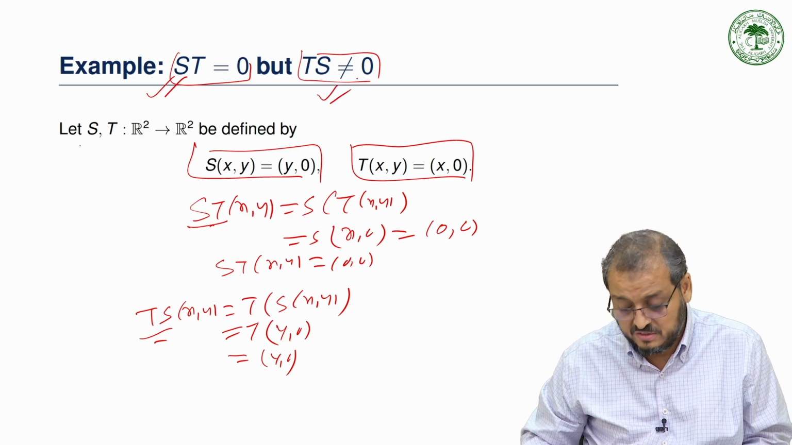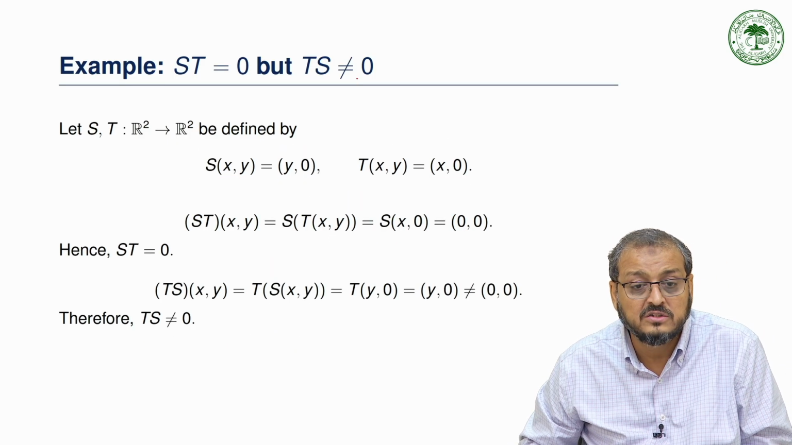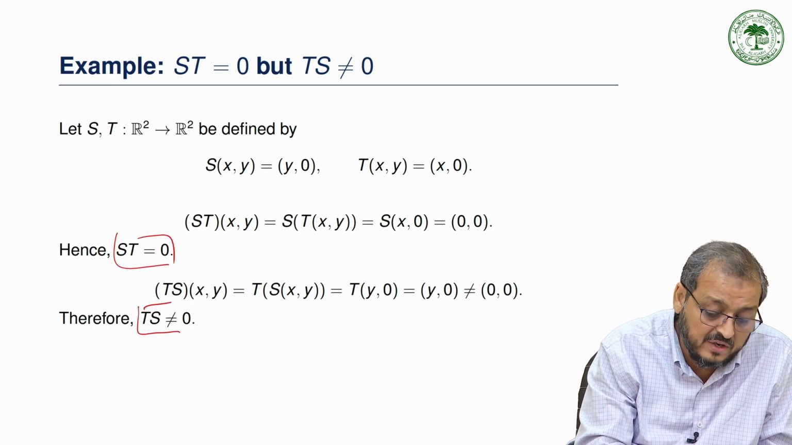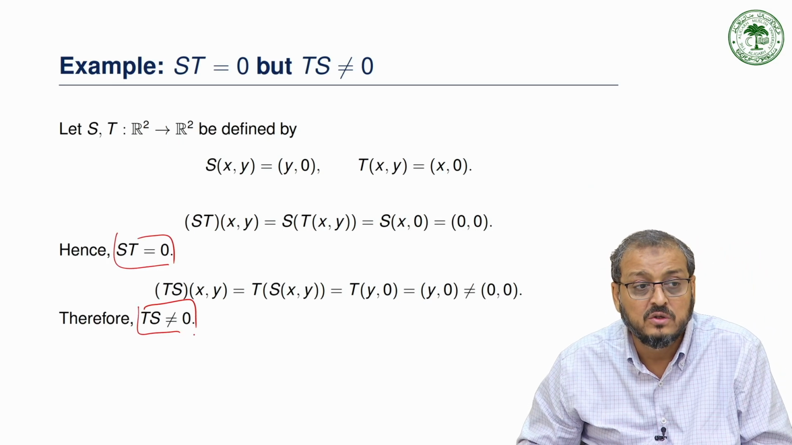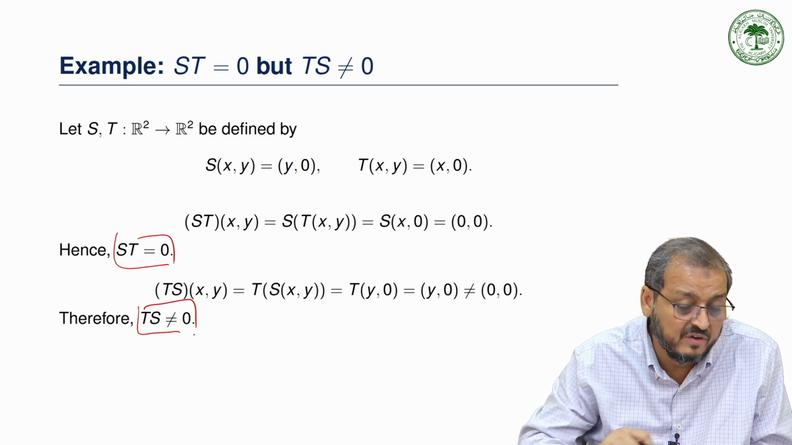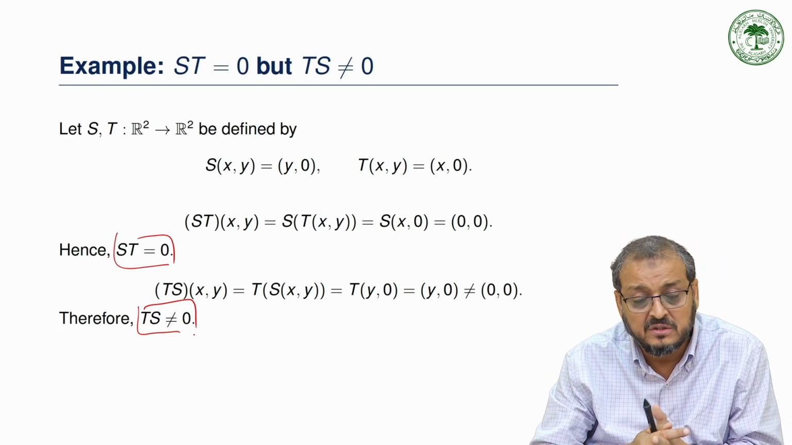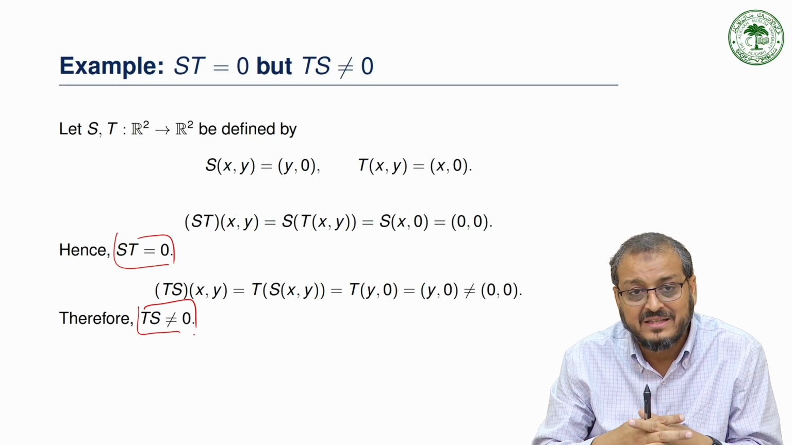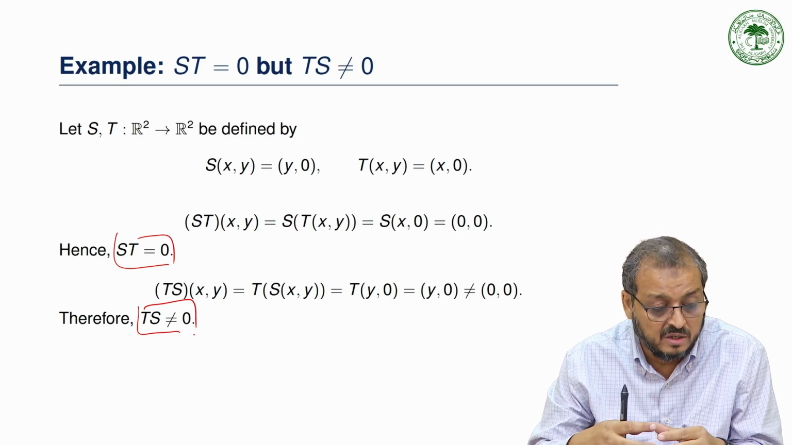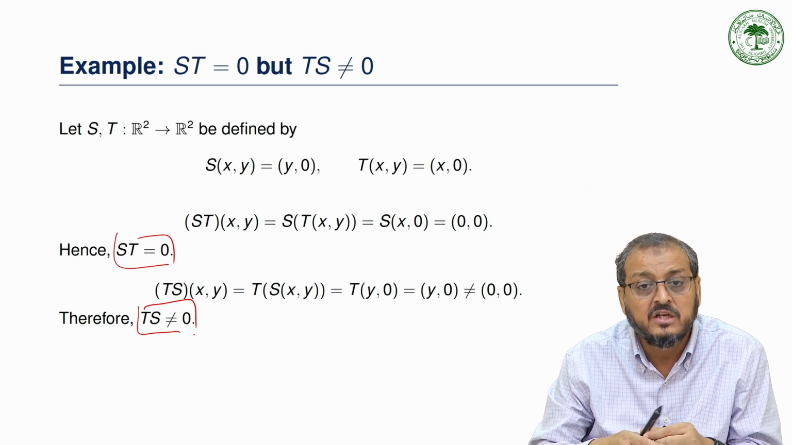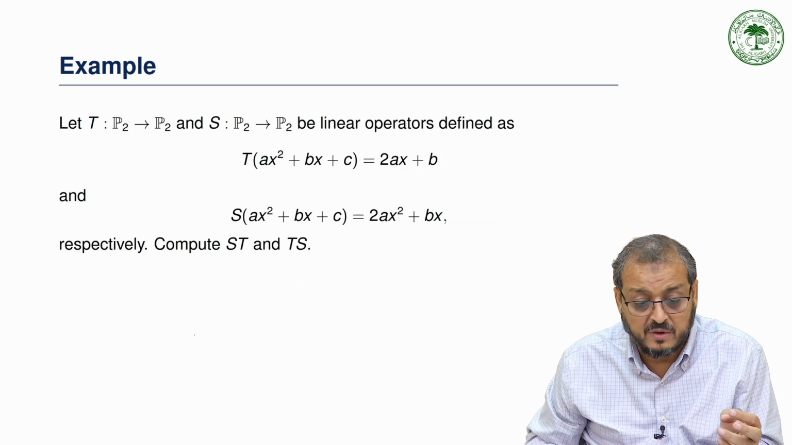We have to just prove that. So S of T is equal to 0, but T of S is not equal to 0. So this completes where we have to find two non-zero linear transformations where the composition S composition T is equal to 0, and T composition S need not be equal to 0. We have to just say that.